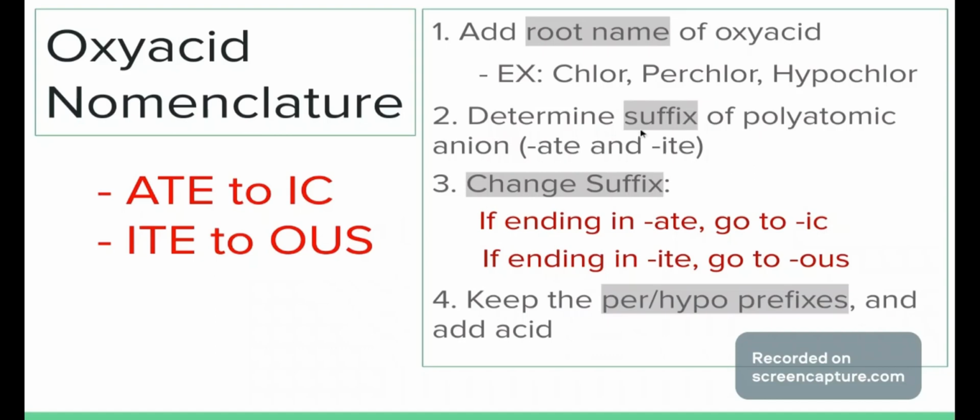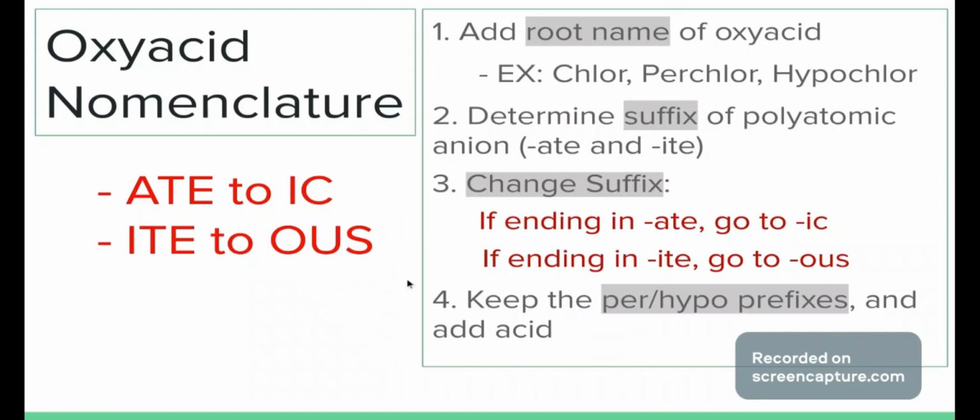So it's either ate or ite, as in sulfate, sulfite, which determines the number of oxygens. So you can identify that from the number of oxygens. And then you're going to change the suffix, which is the important part. If this polyatomic ion's name ends in ate, you go to ic, and if it ends in ite, you go to ous. So just remember that: ate to ic and ite to ous.